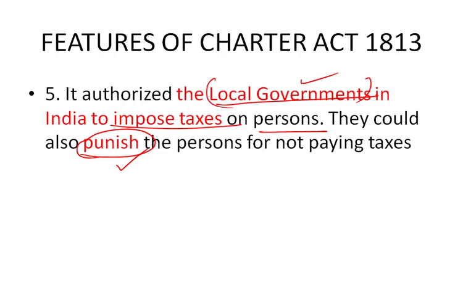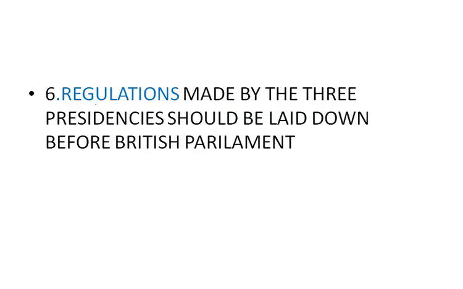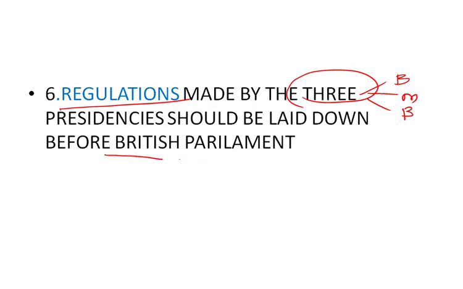And the other feature of this Act is whatever rules and regulations were made by the three major presidencies of British ruled India, they are Bombay, Madras and Bengal, should be laid before the British Parliament, and only when the British Parliament agrees on these rules and regulations can they be implemented in these presidencies.